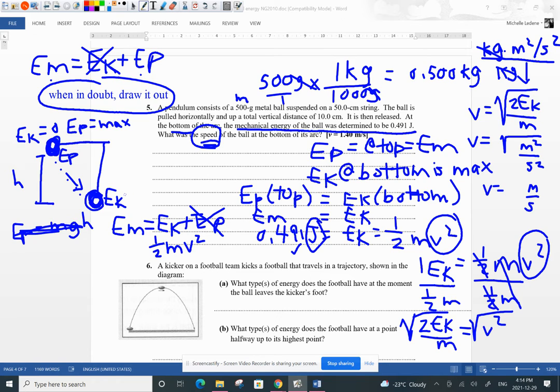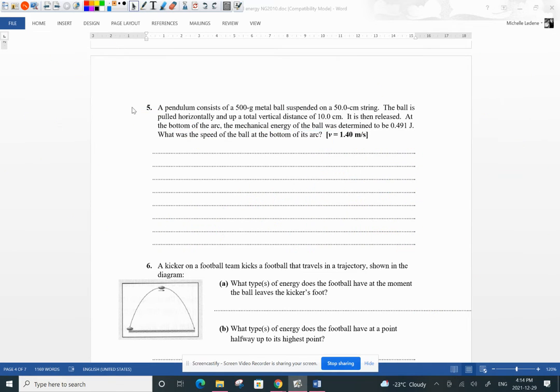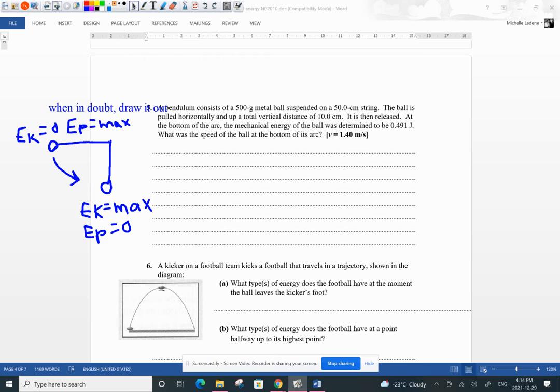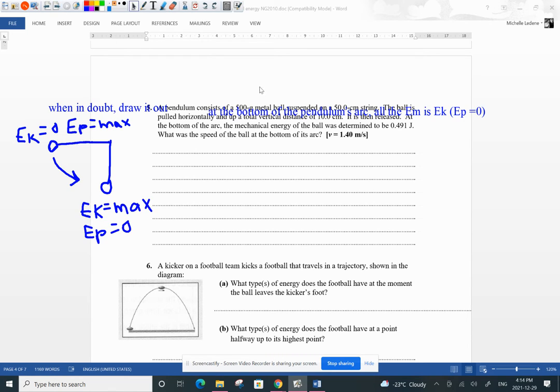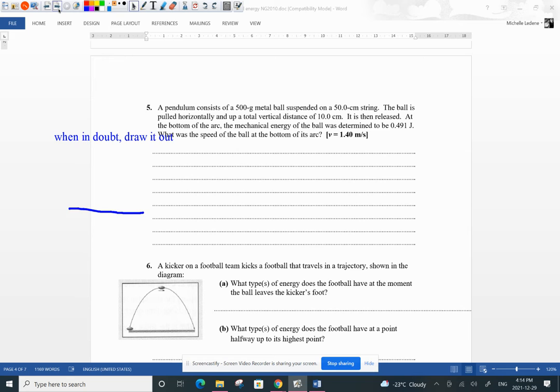Remember, we're using that assumption. We know that's not true in reality, but for our calculations, it's just going to work. Okay, so there is an example doing a pendulum. You can do the math on that one and figure out your answer. Again, draw it out, do your calculations. At the bottom of the pendulum, all the mechanical energy is kinetic. It's not got any potential energy, and EM is equal to EK at the bottom.